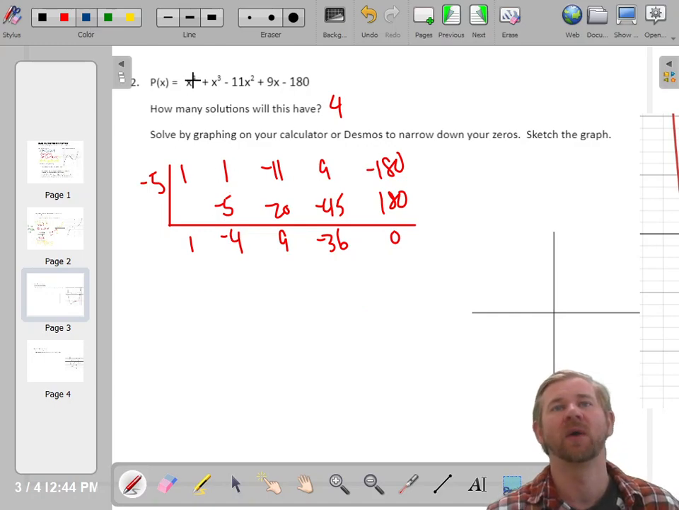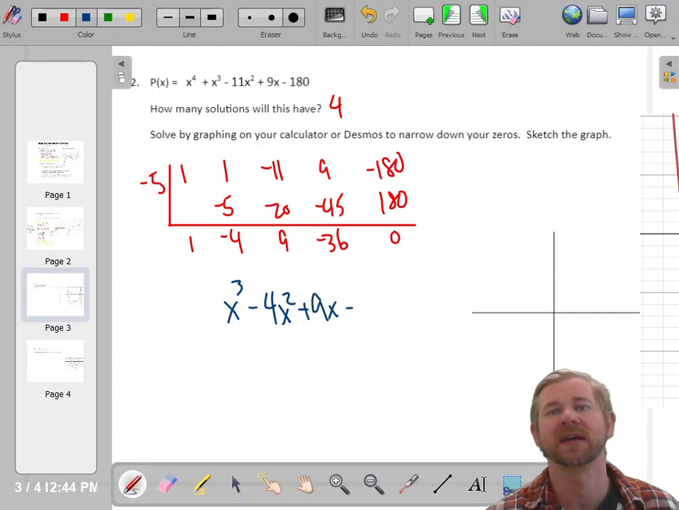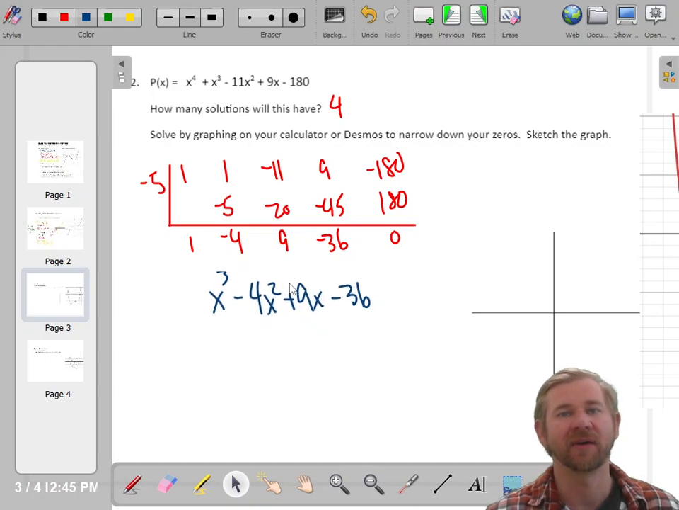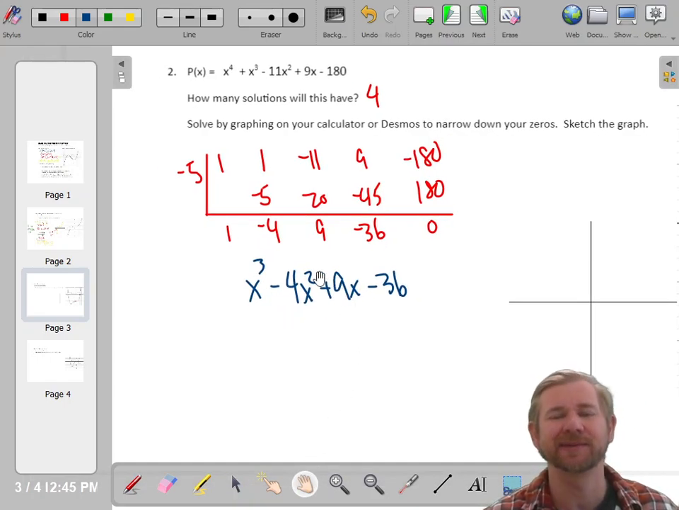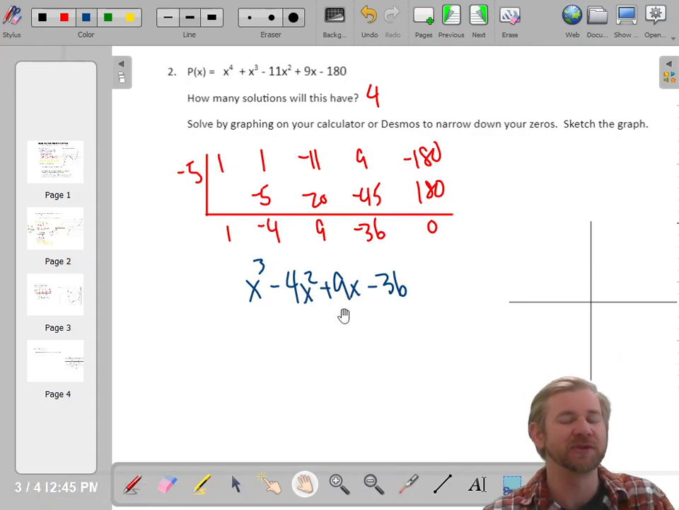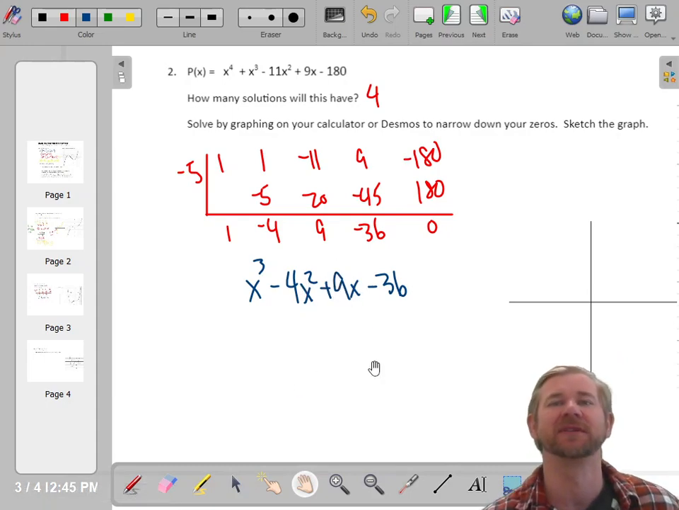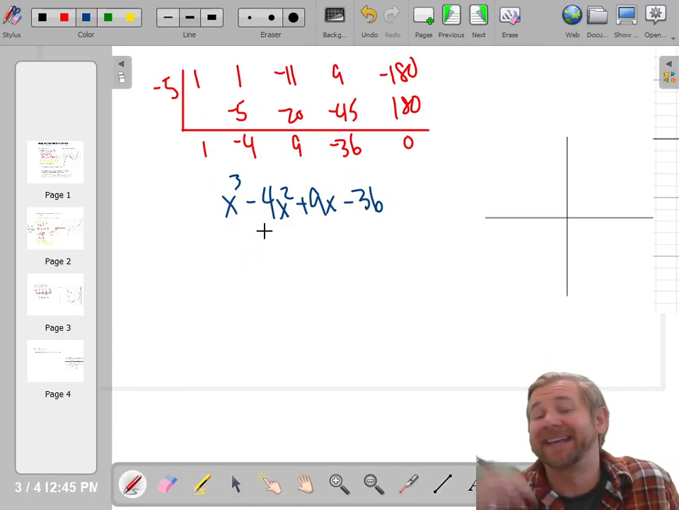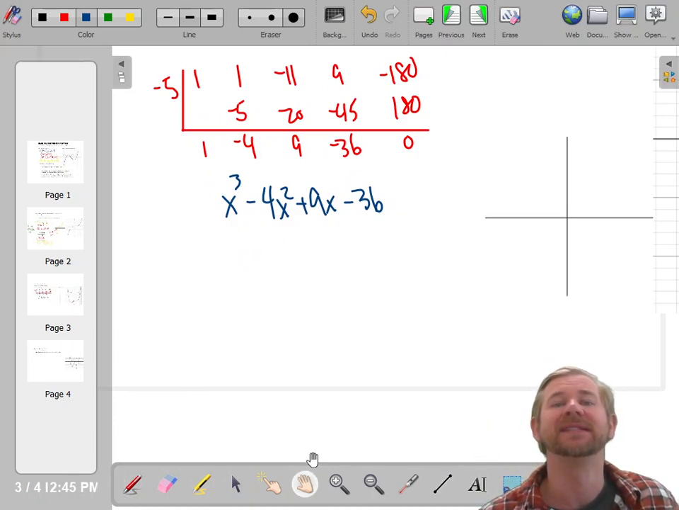Now I was at degree 4, now I have a cubic. x cubed minus 4x squared plus 9x minus 36. Now, if you're working smarter, not harder, you might think, you know what, maybe I can just factor that by grouping. And you can, but I'm going to pretend like we don't notice that right now. I'm going to say, I got a cubic, that's not a quadratic. I guess we got to go again. What zeros work for that?